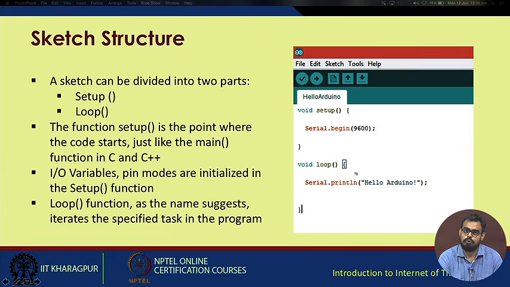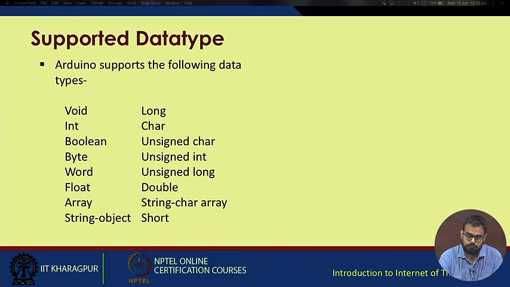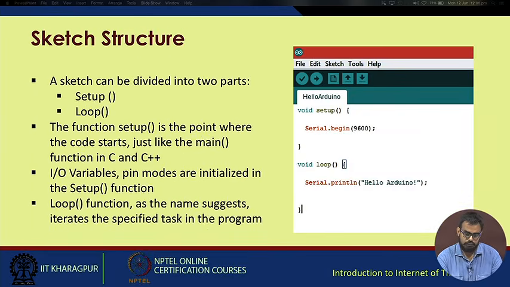And within void loop, you want to iteratively print Hello Arduino. If you write Serial.print, it just prints the Hello Arduino string. Otherwise, if you write println, ln is actually new line, so it will print Hello Arduino on a new line. Now let's look at the sample code.